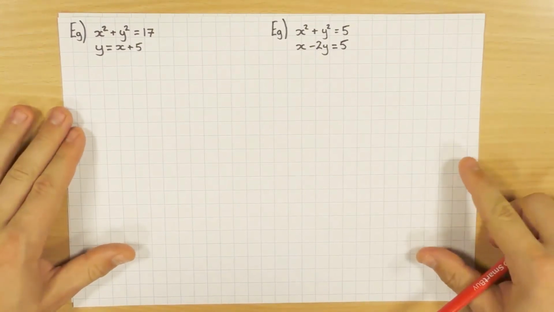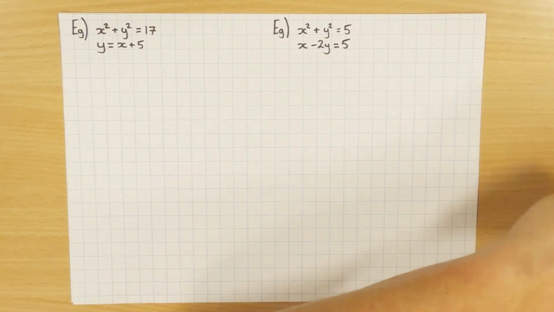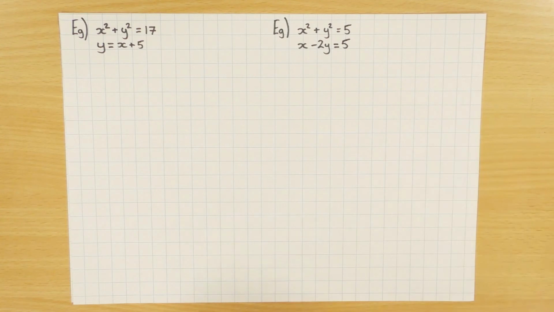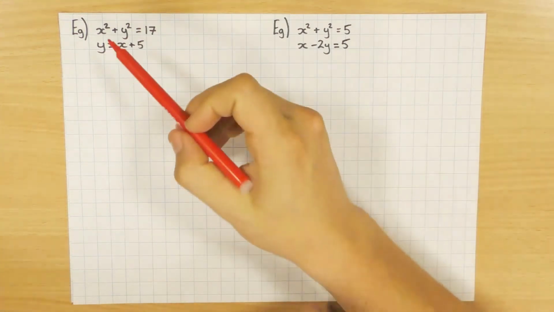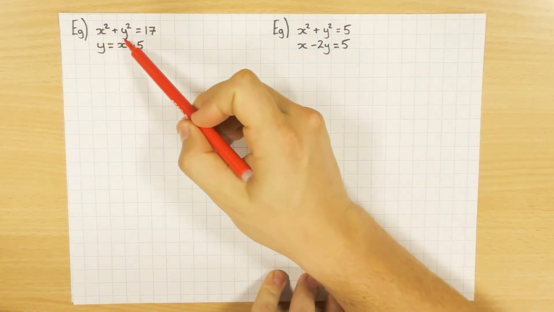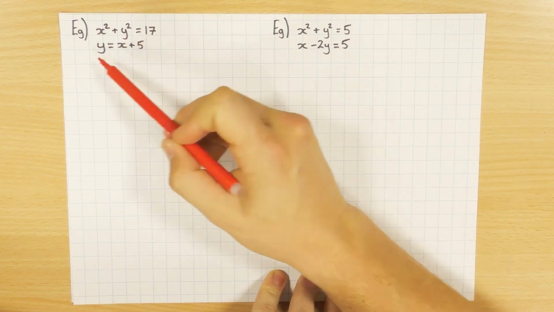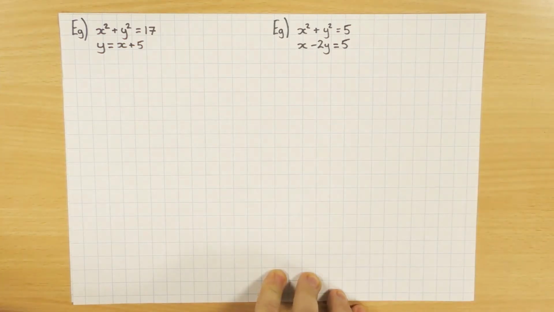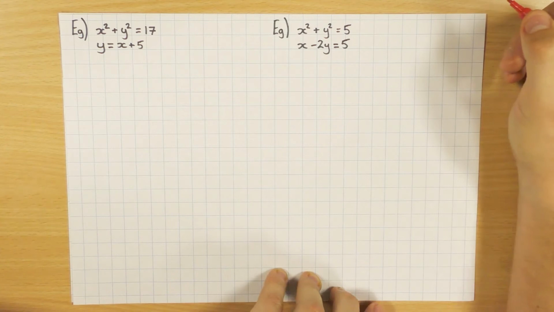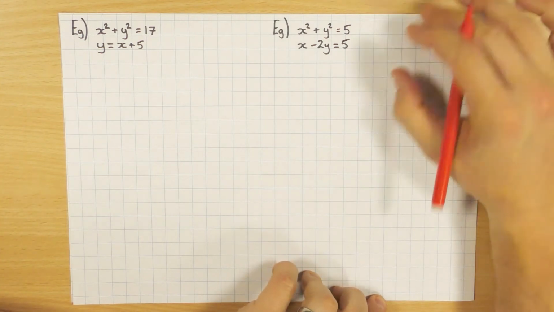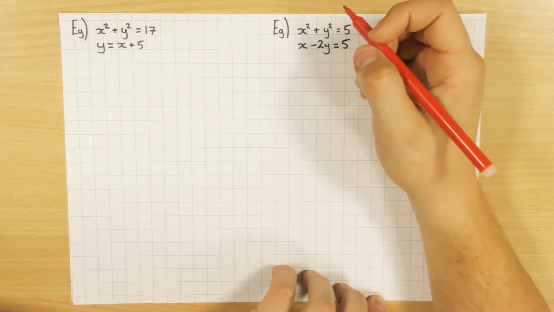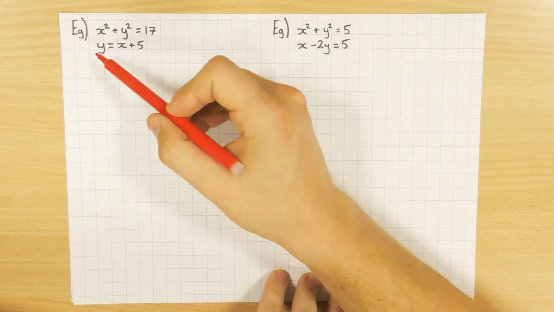Let's have a look at something slightly different. So, same idea of substitution, however, slightly different equations this time. So this time we have the equation of a circle, x squared plus y squared equals 17, and again I have a nice straight line. And I want to know where they intersect. I want to find those coordinates. So I'm going to do it algebraically, and I'll show you it graphically.